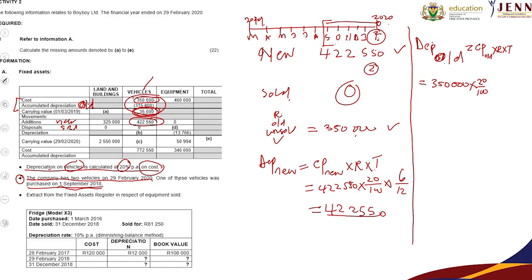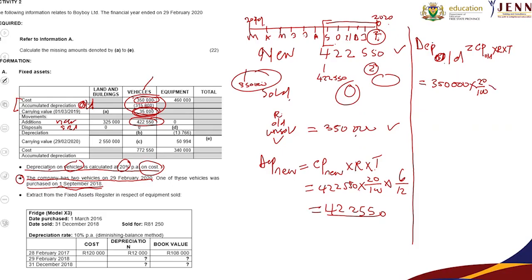The other one was purchased in September. One was purchased, it means we had 1 at the beginning. So the cost price for the one at the beginning was 350,000. The one that we are just purchasing now is 422,550. So now at the end, this is what we are having. So we are looking for depreciation for this one, right?